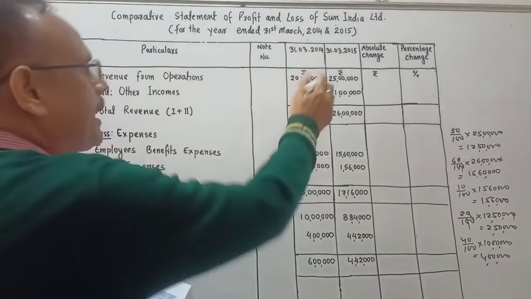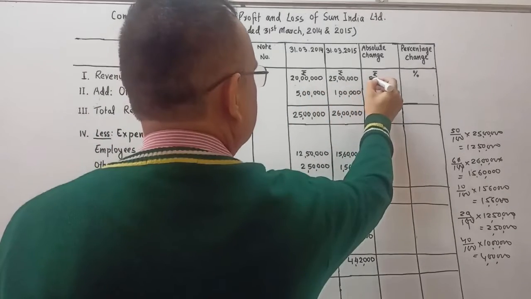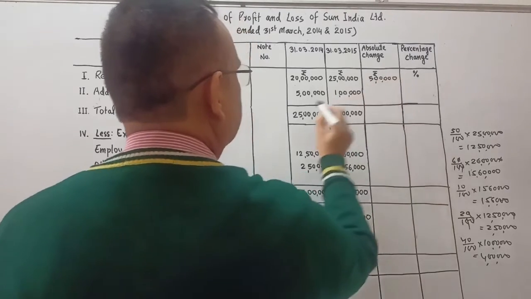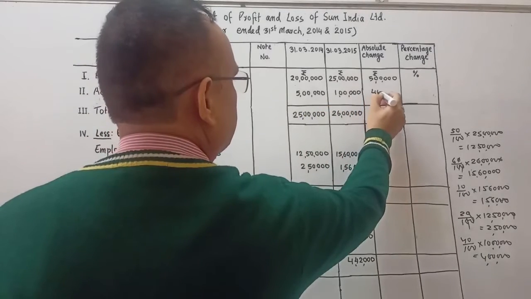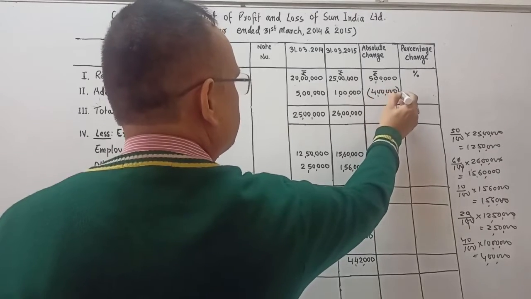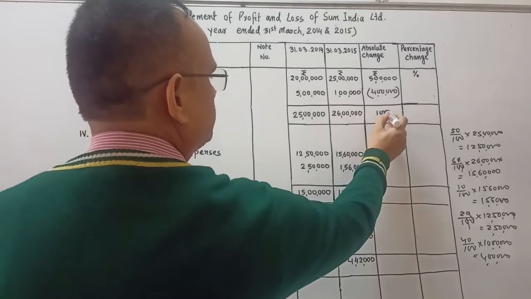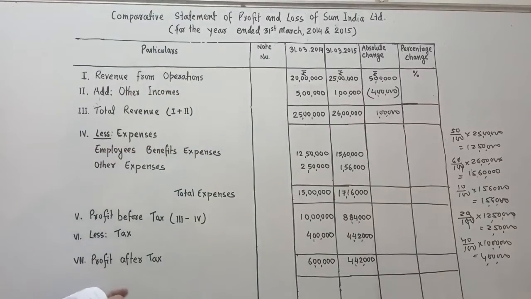Now come to absolute change. 20 lakhs is the previous year figure. This year figure is 25 lakhs. So it is increased by 5 lakhs. Here it is 5 lakhs and it is 1 lakh, so it is decreased by 4 lakhs. When it is decreased, this will reflect in bracket. And in total it is increased by 1 lakh, 25 lakhs to 26 lakhs. Is it clear? 1 lakh in total.